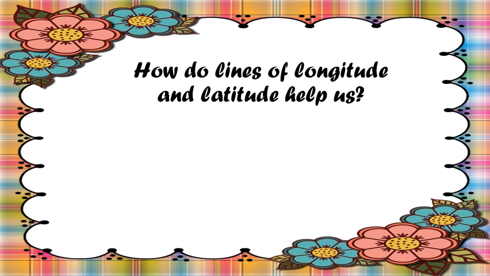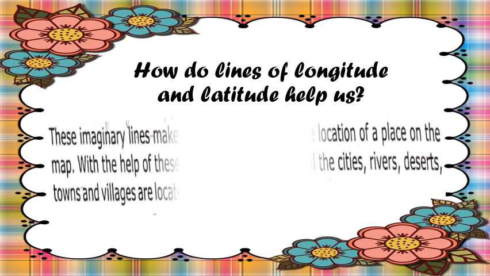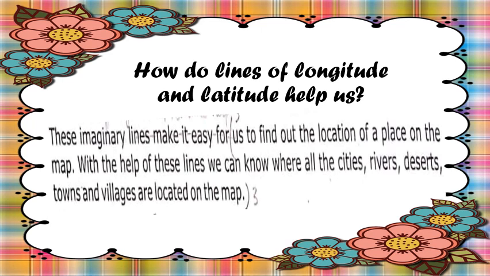Students, how do lines of longitude and latitude help us? Here I have taken a picture from one of the paragraphs of your book and we are going to read it out. These imaginary lines. Which imaginary lines? The lines of longitude and latitude. These imaginary lines make it easy for us to find the location of a place on the map. With the help of these lines, we can know where all the cities, rivers, deserts, towns, and villages are located on the map. This is how the lines of longitude and latitude help us find the location of anything.